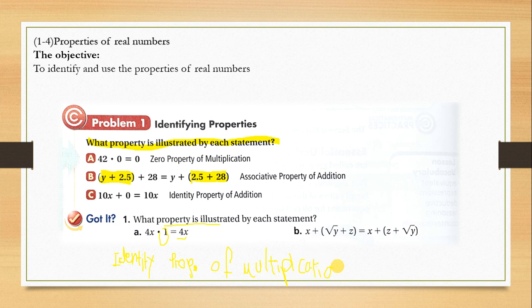The next one that we have here: x plus the square root of y plus z equals x plus z plus the square root of y. So it is just changing the grouping and changing the order, if you notice. Here it's not changing only the grouping by keeping them in the same order, while here you have changed the order for them and grouped them. So here the most important thing that you have to say is that is the commutative property of multiplication. So that is the commutative property of multiplication.